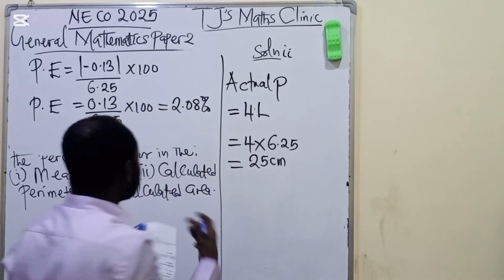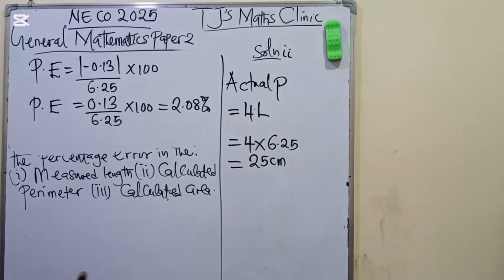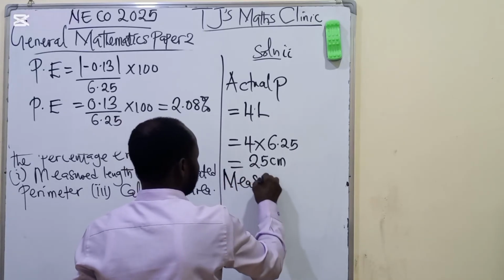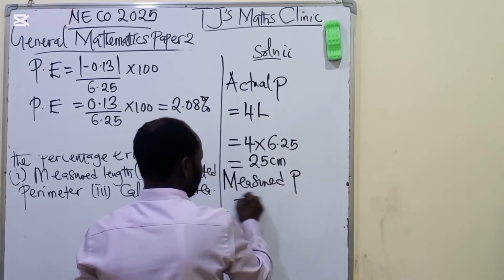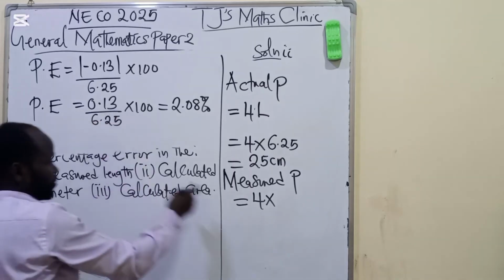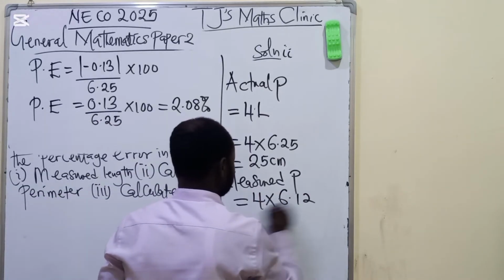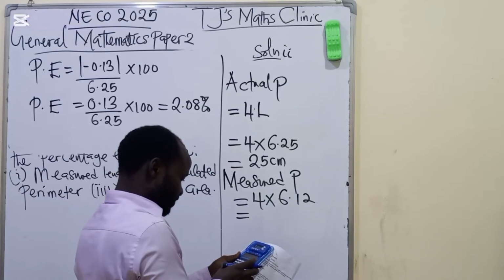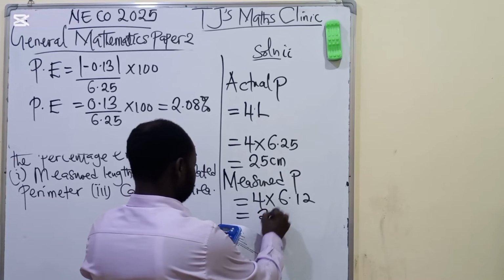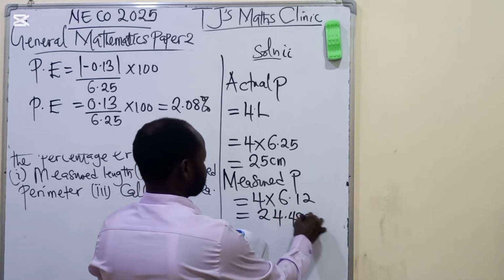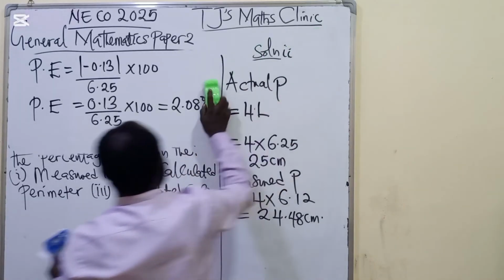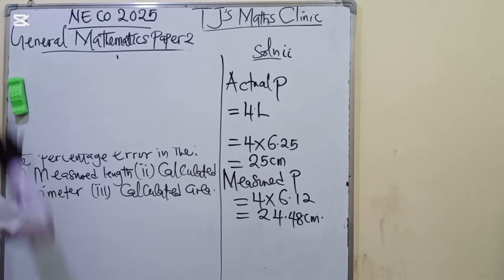Then let's find the measured or the calculated perimeter. The measured perimeter P will be 4 multiplied by the measured length of the square, which is 6.12. What are we going to get? 4 times 6.12 will be 24.48 centimeter.